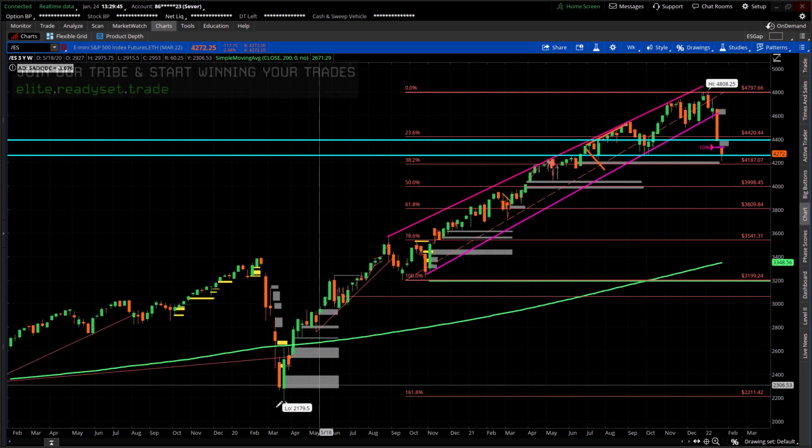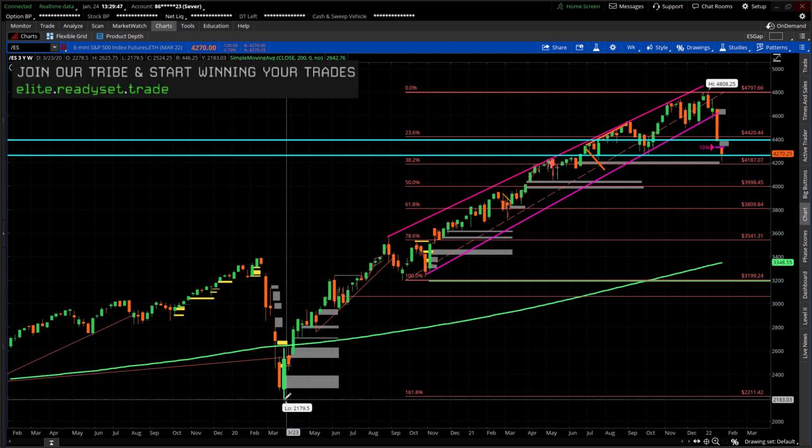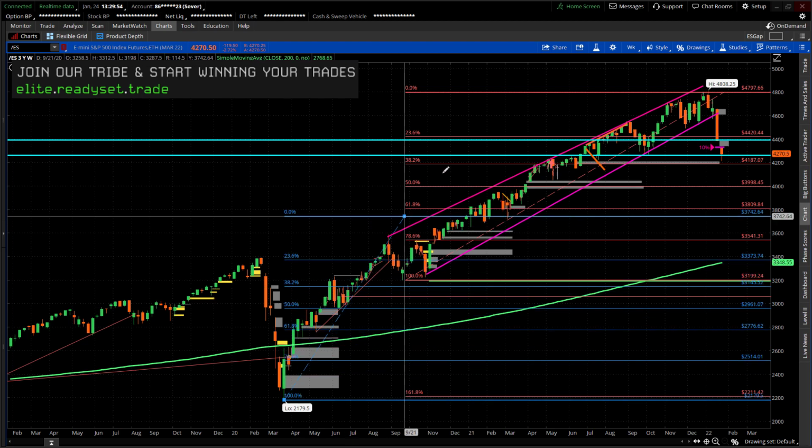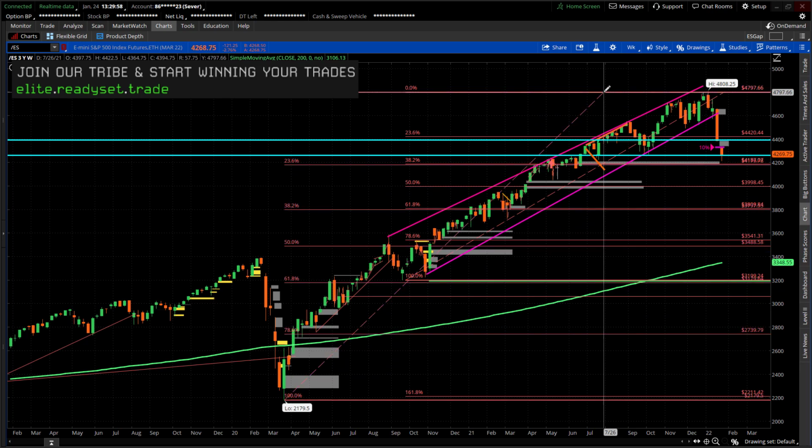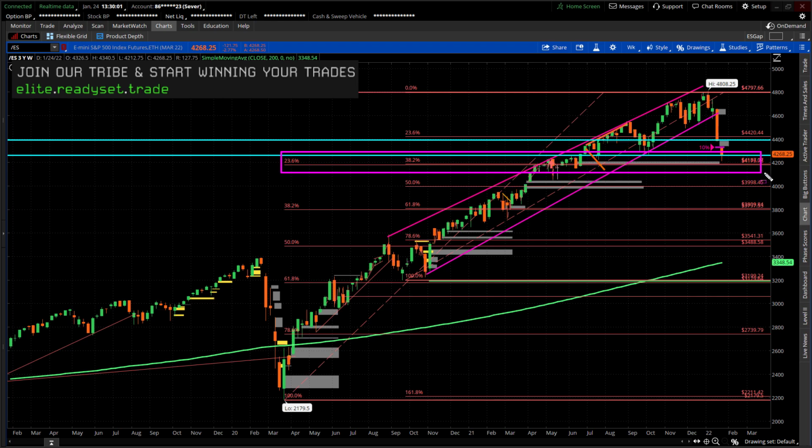Now let's go one better. Let's go all the way to the bottom of the pandemic move in March of 2020. And we're going to draw the same fibs here from bottom all the way to top. And guess what just happened here? We also have another fib level, which is coming in at Confluence, which is the 23.6. And this is the 23.6 retracement of the entire swing.